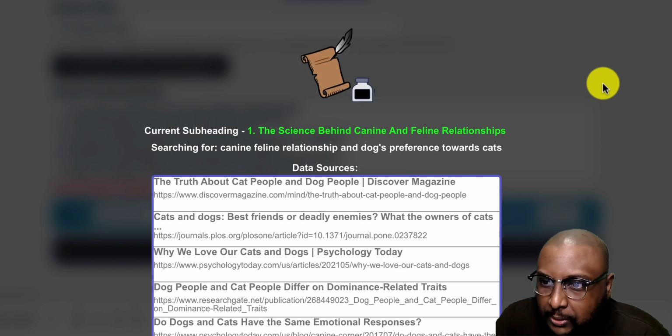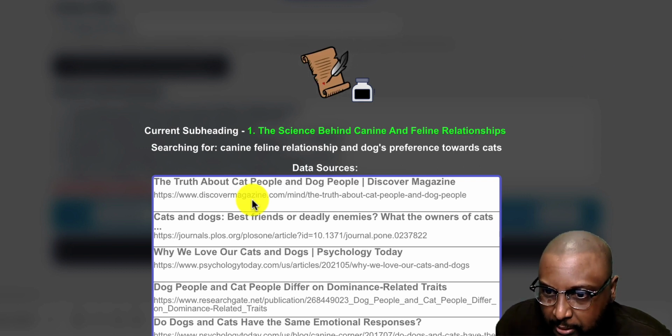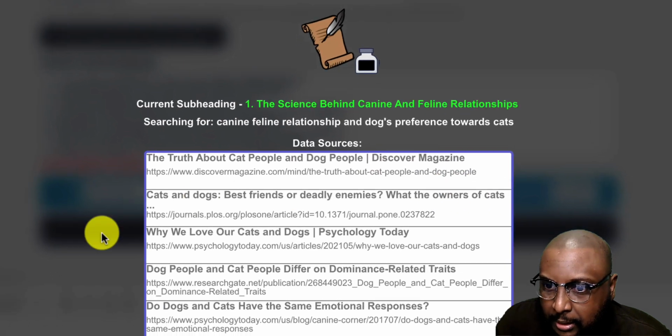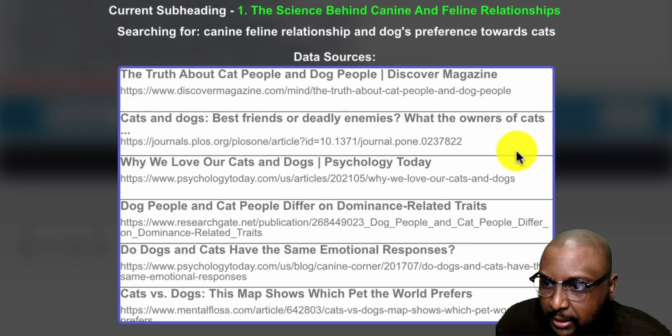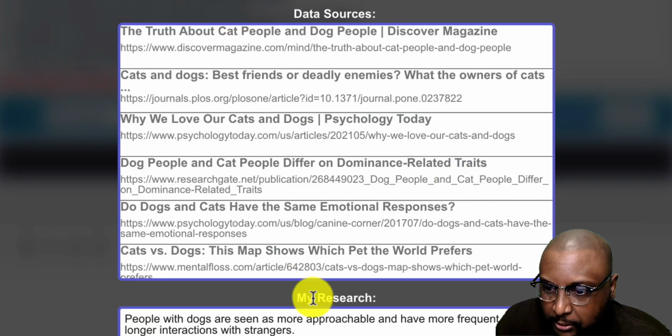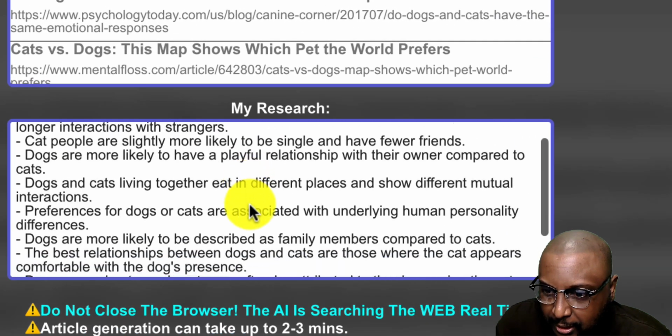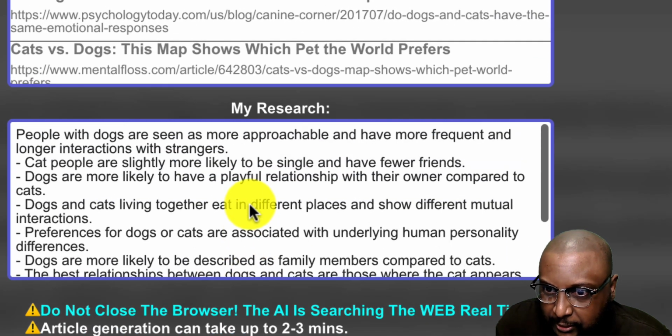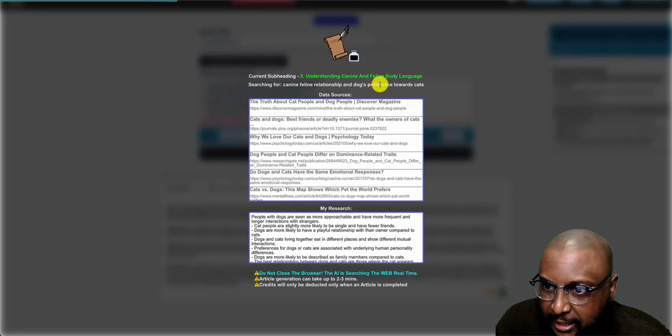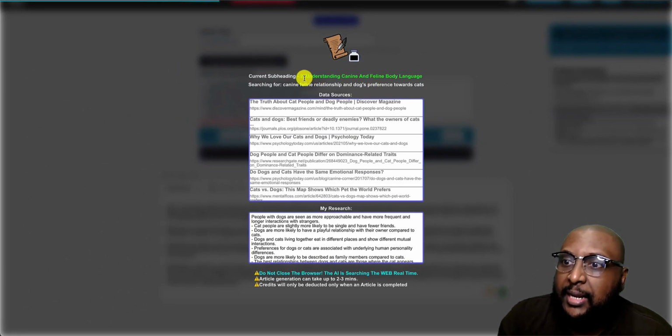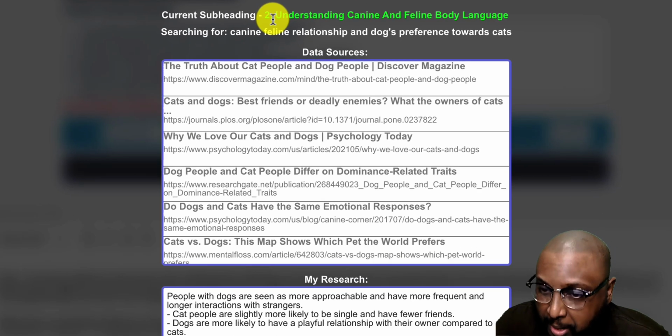So now it came back with some sources. The truth about cats and dogs. Cats and dogs, best friends and enemies. So it found a few articles, then it found a few talking points for these. And now it's moving on to the second subheading, which is understanding canine and feline body languages.